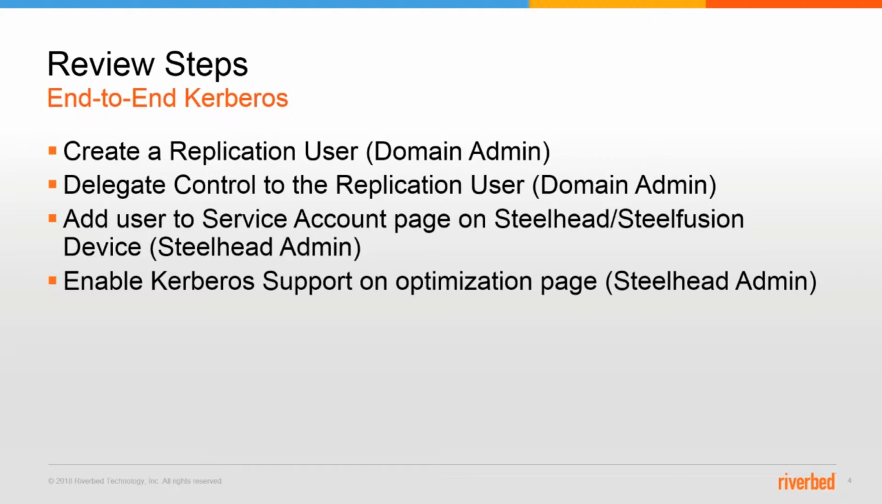Here are the steps to enable end-to-end Kerberos. First of all, in Active Directory, we're going to create a user for Kerberos replication. If you do not manage your Active Directory infrastructure, you'll need to interface with a domain admin for this step. Next, we'll delegate control to that replication user so it has the appropriate permissions to replicate Kerberos information. Again, you'll need to work with the domain admin if you don't manage the Active Directory infrastructure. Next, we're going to add the service account that we've created in Active Directory and configured properly to the service account page on the Steelhead or SteelFusion device. And finally, we'll enable the Kerberos option on the appropriate optimization page.